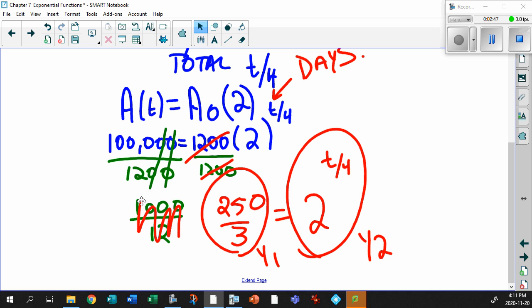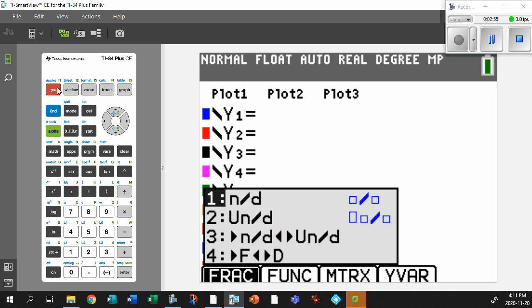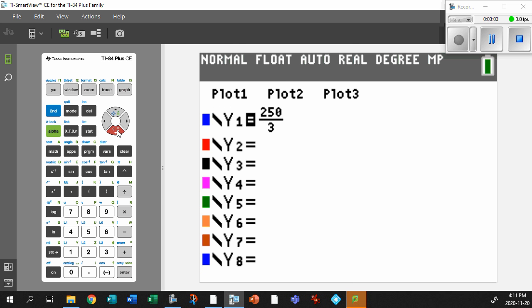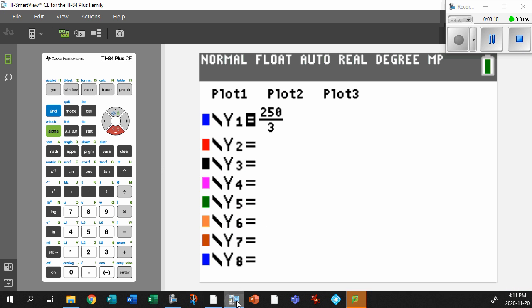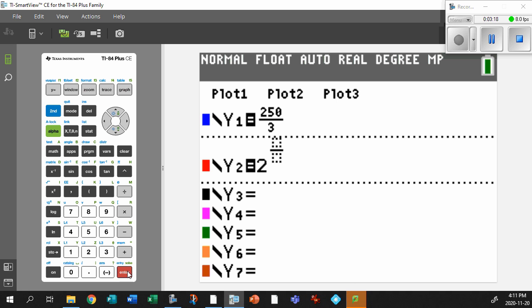Okay, here we go. 250 over 3, let's put that in first in our y equals. I'm going to use the alpha button to bring up the fraction of 250 over 3. There's my y1, as we had written here. My next one is my y2, which is 2 to the power of T over 4. Again, alpha, T, which in this case is x, over 4. Perfect. Graph it.